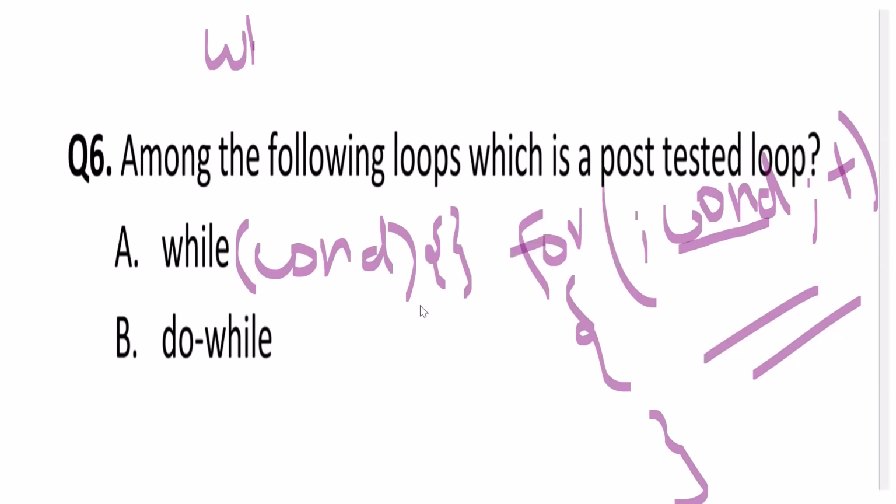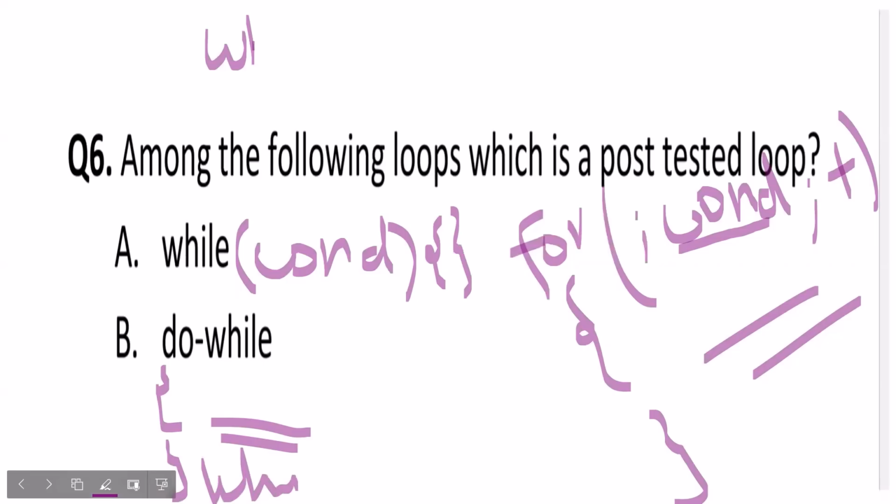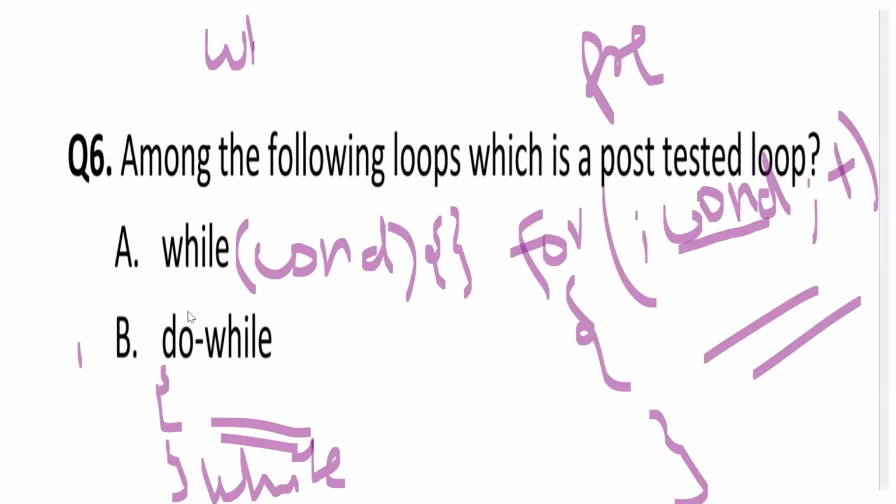But what happens in a do while loop? In a do while loop, execution happens and after that the condition is given using this while. It means since we are testing the condition first in for and while loops and then executing the statements, these will be called pre-tested loops. But in do while, firstly we are executing and then we are testing a condition. That's why it will be called a post-tested loop. So the answer is do while loop.